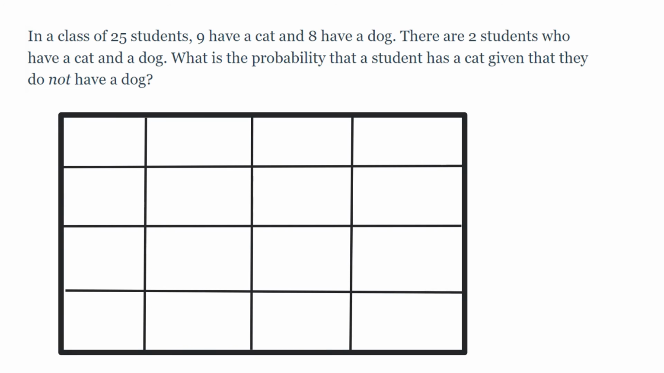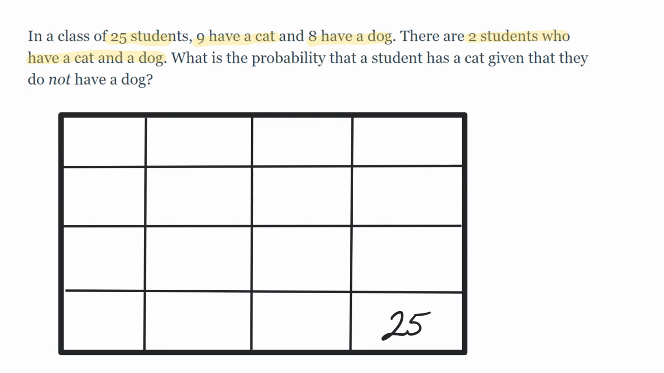So as we look at this one, we see we have a class of 25. Well, that's going to be our number down here as our subtotal because there's 25 students. 9 have cats. Let's highlight what we have. 9 have cats and 8 have dogs. There are 2 students which have both cats and dogs. What is the probability of selecting the student?